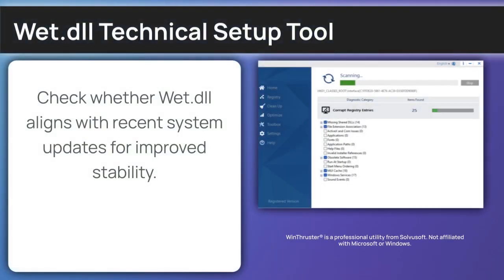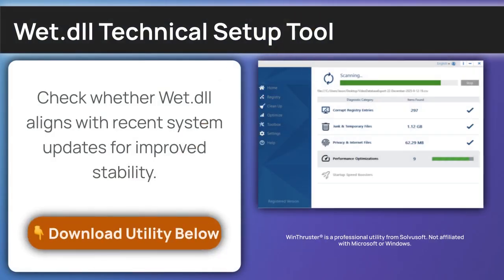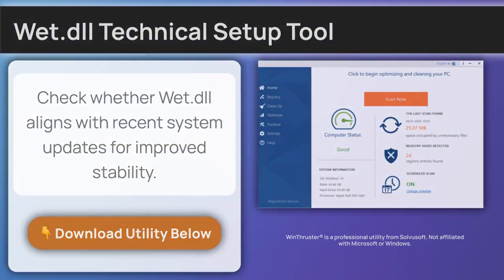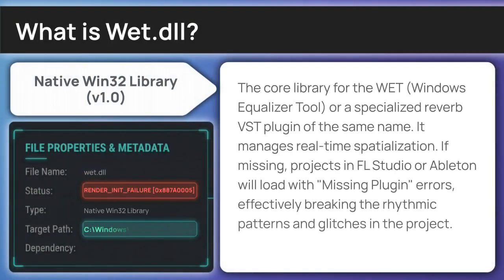To begin the walkthrough for WET Library, you can choose the manual path or use a resource designed for environment stability. This is the WET library, the core library for the Wet, Windows Equalizer Tool, or a specialized reverb VST plugin of the same name. It manages real-time spatialization. If missing, projects in FL Studio or Ableton will load with missing plugin errors, effectively breaking the rhythmic patterns and glitches in the project.